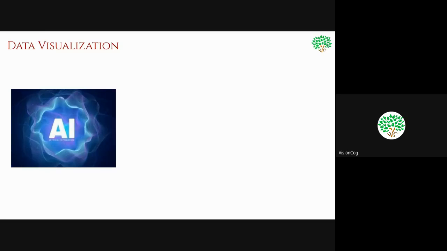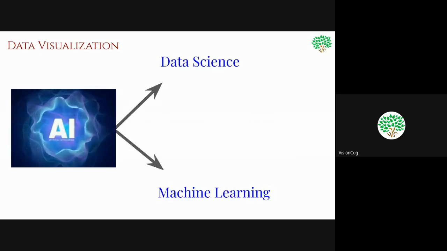But when we look at industries pioneering in artificial intelligence, they will be especially in two specific domains. Artificial intelligence companies might be focusing on data science, and there will be companies that are focusing on machine learning.